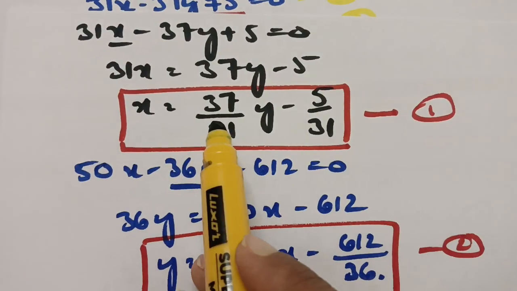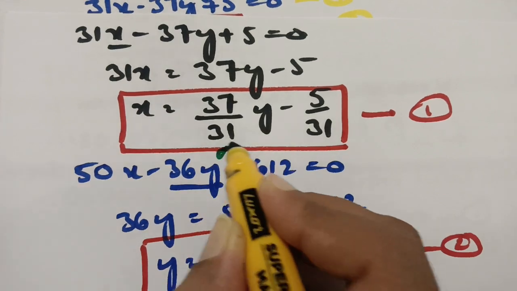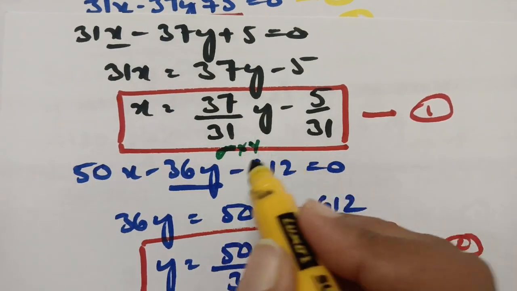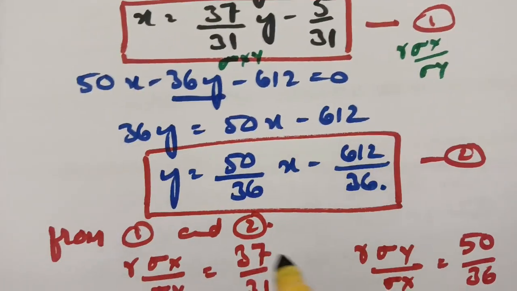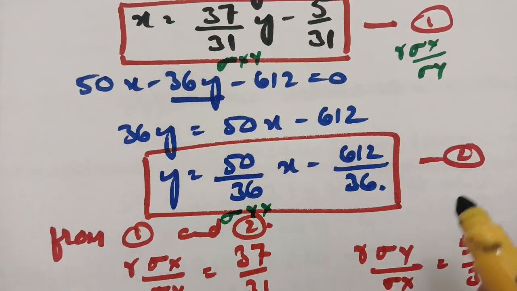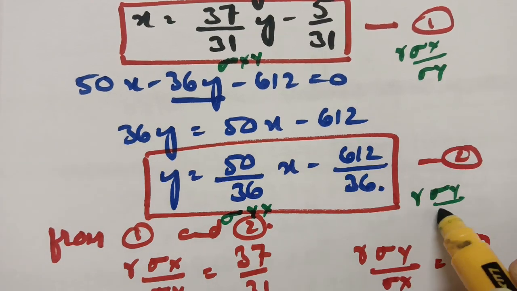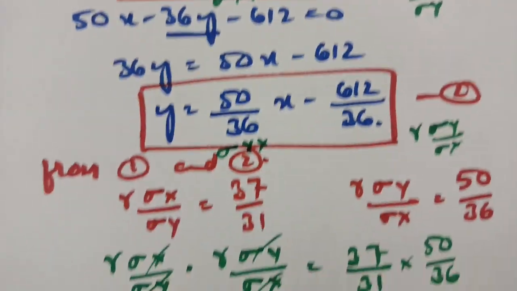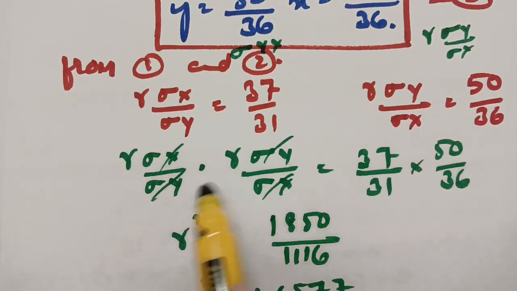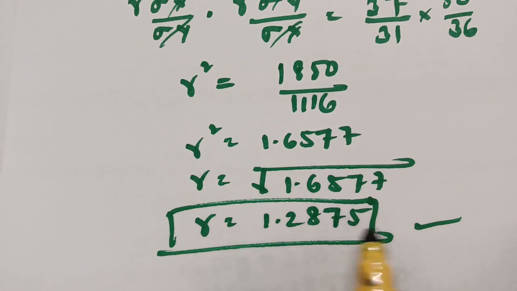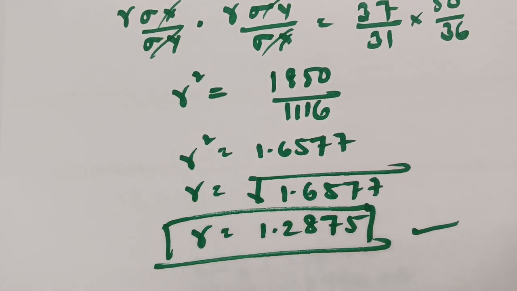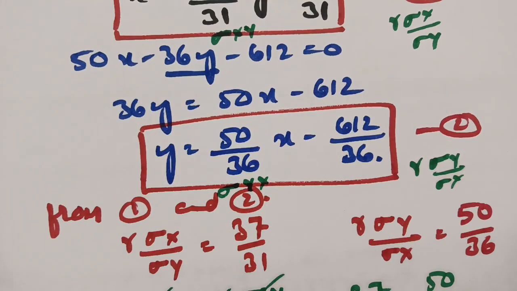So on comparing, this will be sigma xy. This is nothing but r times sigma x by sigma y, and this is also sigma yx, which is nothing but r times sigma y by sigma x. So if I multiply these two, then after cancelling everything, we get the r value. R square is this one and r value is 1.2875. So this is the procedure and process in order to get x bar, y bar and r.